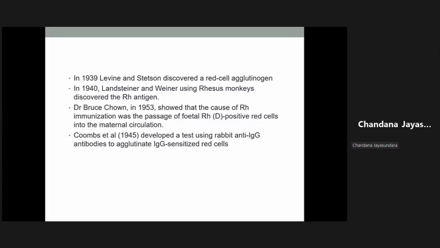Then in 1953, Bruce Chown showed that RH immunization was due to the passage of fetal RH positive cells from the baby to the mother. So RH sensitization can occur at any point. Basically, it happens at the time of delivery, but it can happen otherwise as well, whenever the baby's RH positive blood gets mixed up with the RH negative blood of the mother. And the Coombs test, the Coombs agglutination test, was developed to detect this problem.